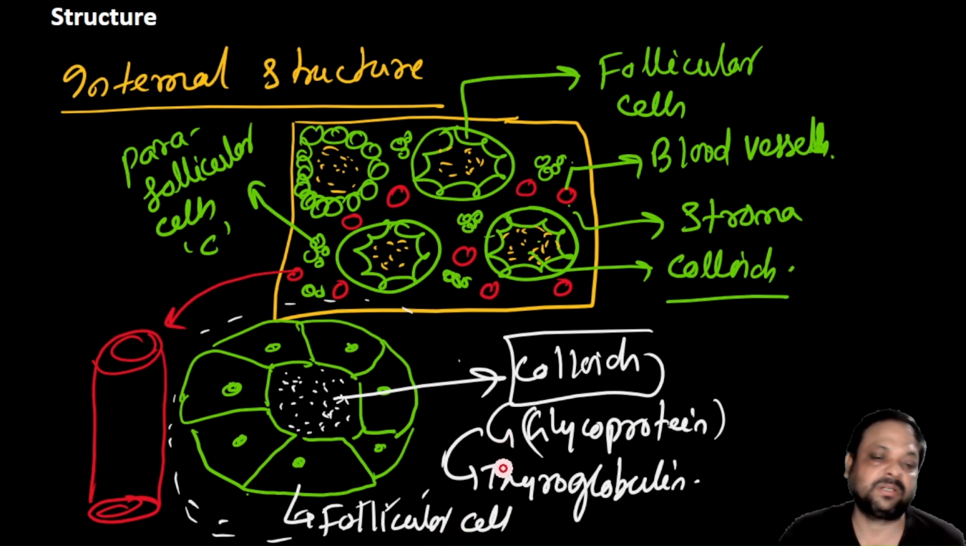Okay. In the next part, we'll study its mechanism: how the hormones are produced, where they are produced, how they are transported, what the mechanism is, and what types of hormones are produced. We'll discuss that in the next part.